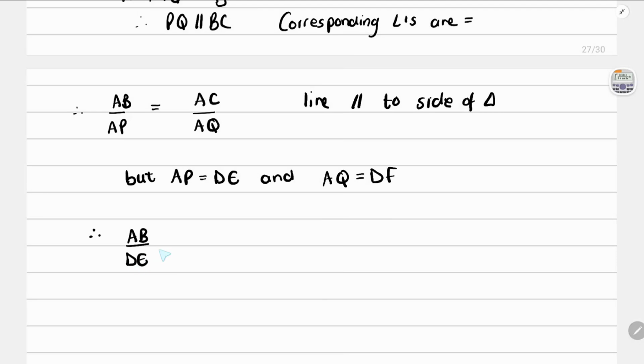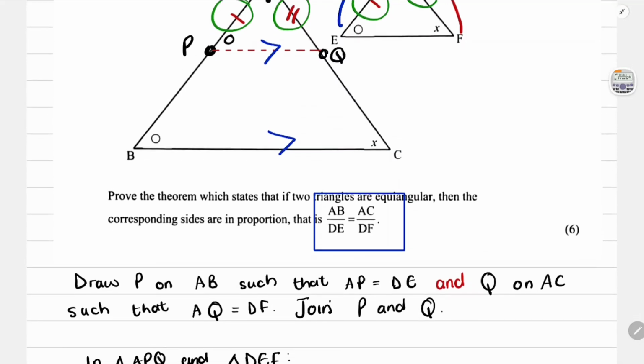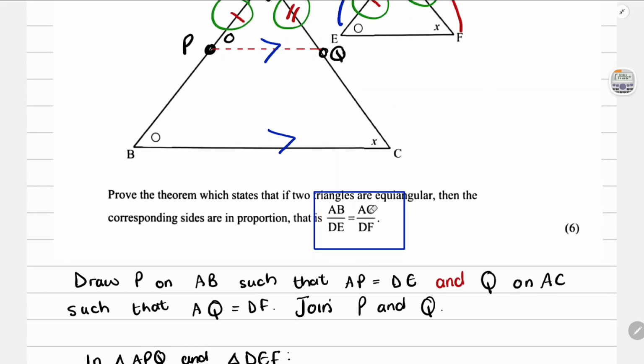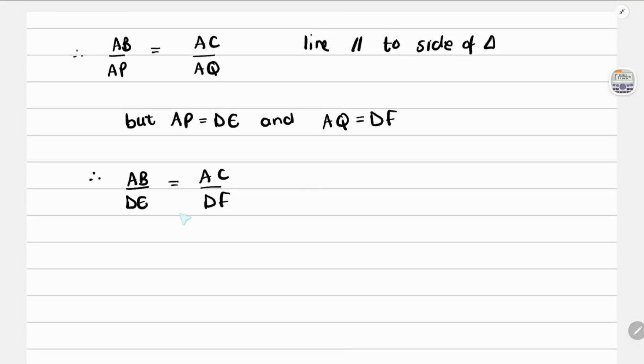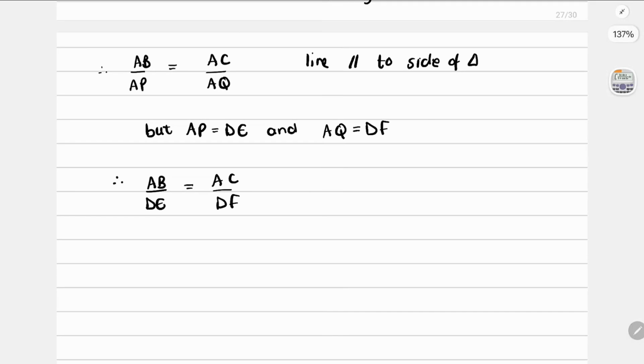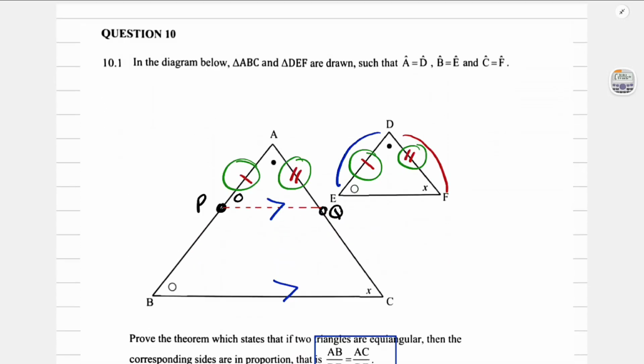So DE, I replace that with DE, is equal to AC, and then in place of AQ, we know these two are already equal. So that is equal to DF. And do you see that we have actually proven that AB over DE equals AC over DF? That is the proof for equal angular triangles have their sides in proportion, their corresponding sides.